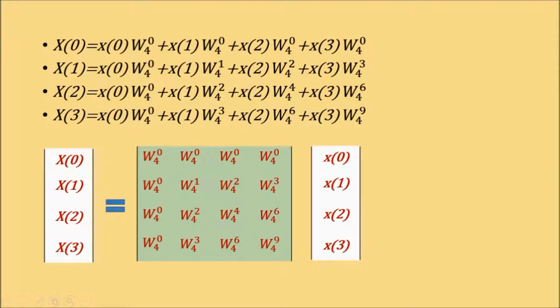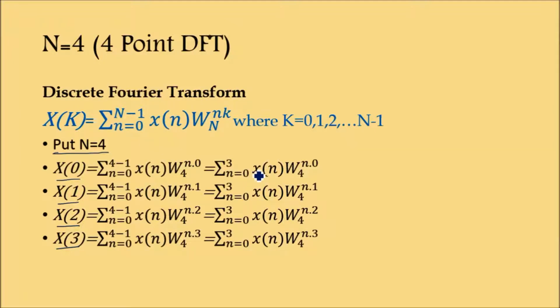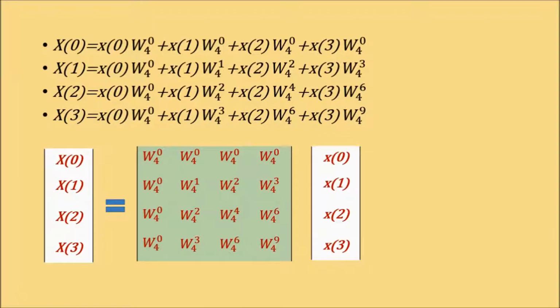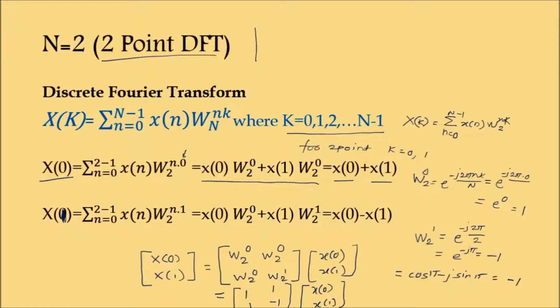After simplification and putting the values, you have to expand this. Expansion will be x of 0 is equal to x of 0 w4 raised to 0 plus x of 1 w4 raised to 0, and so on; this is the expansion of all the values. So you can put that into a matrix as we have written the matrix for 2 by 2.